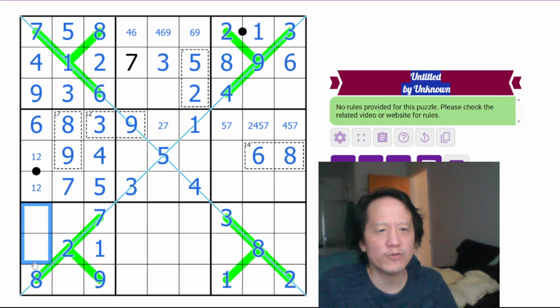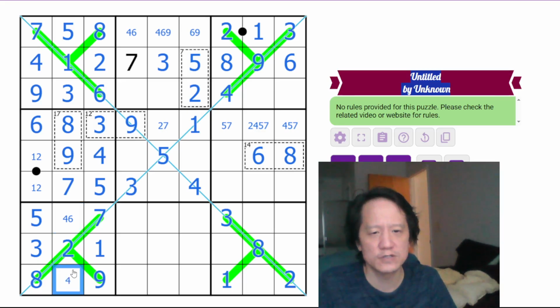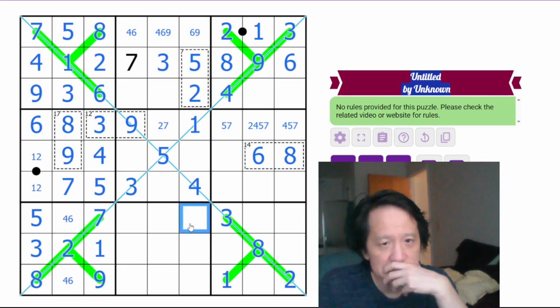So now we have remaining digits in column 1 are 3 and 5. This can't be 3 because of the 3 in the row, so that's 5 and 3. Remaining digits in column 2 are 4 and 6, and either of them could be 4 or 6.